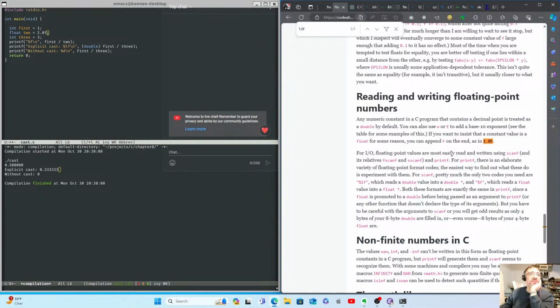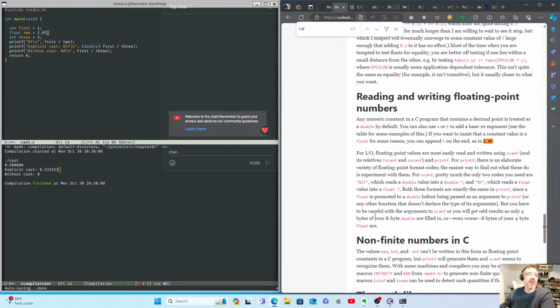For I/O, floating point values are most easily read and written using scanf and its relatives fscanf and sscanf, and printf. For printf, there is an elaborate variety of floating point format codes. The easiest way to find out what these do is to experiment with them. For scanf, pretty much the only two codes you need are %lf, which reads a double value into a double pointer, and %f, which reads a float value into a float pointer. Both these formats are exactly the same in printf, since a float is promoted to a double before being passed as an argument to printf, or any other function that doesn't declare the type of its arguments.